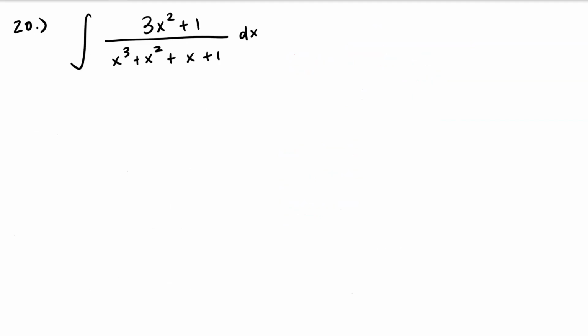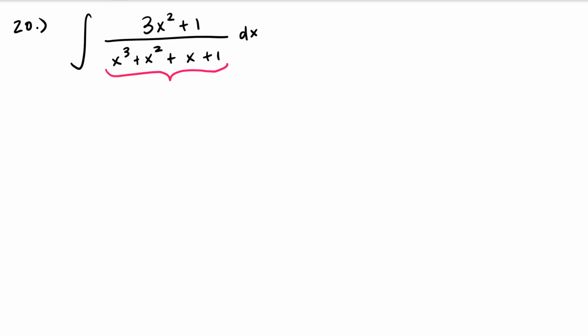For question 20, we have the integral of 3x squared plus 1 all over x cubed plus x squared plus x plus 1 dx. Now, in the denominator, we have 4 terms, and sometimes when we have a 4-term polynomial, that indicates that we should try factoring by grouping.